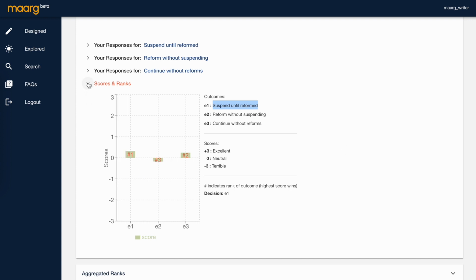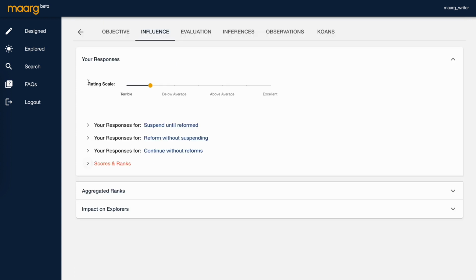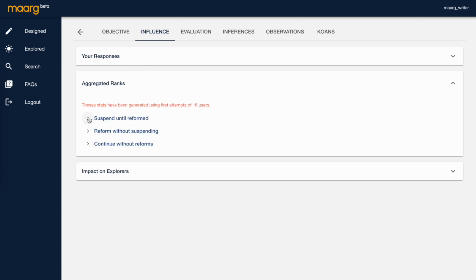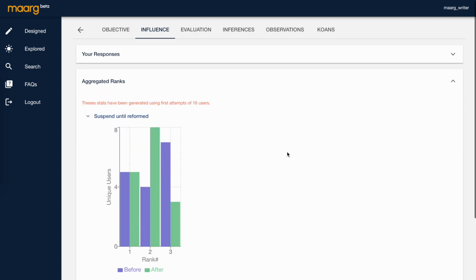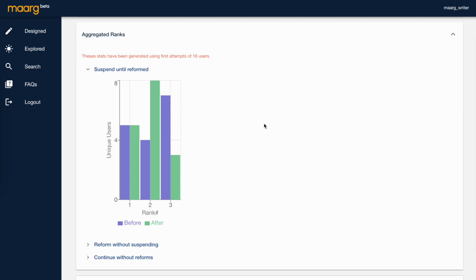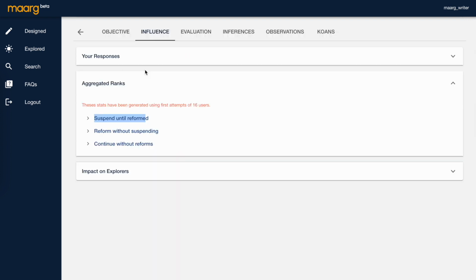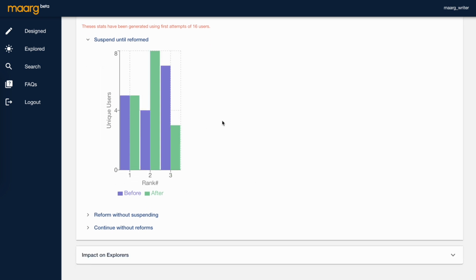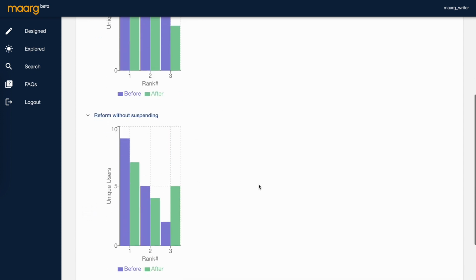But you don't just want to know how you think about the Maarg decision yourself. You also want to see how others think about your Maarg. So we generate ranks for each of the outcomes, as you can see here. For the first outcome, you can see the report, and you can see the ranks. Since there were only three outcomes, we have three ranks, and you can see what the rank was before the users read and after the users read your Maarg.